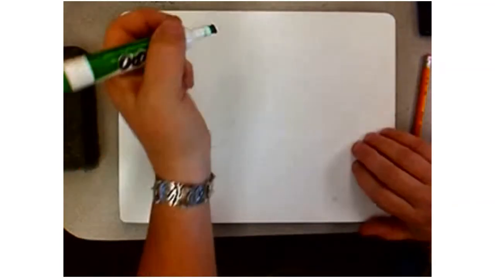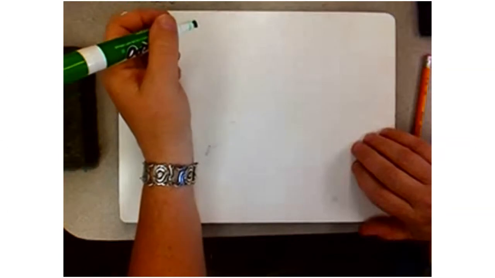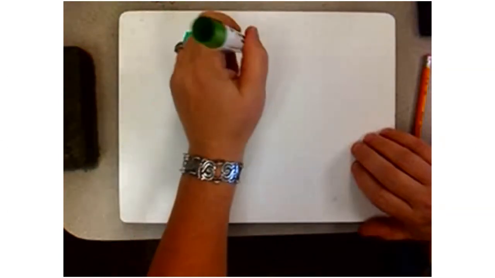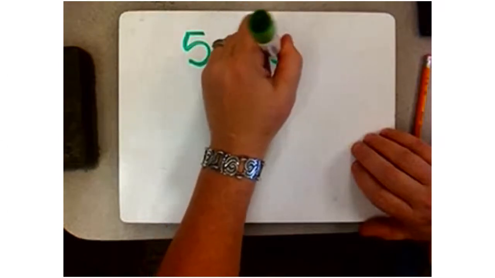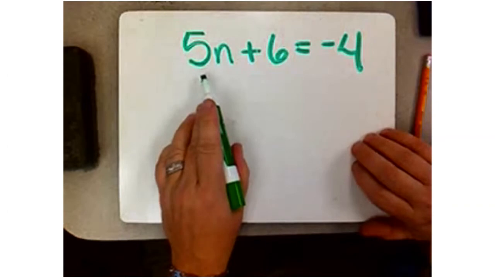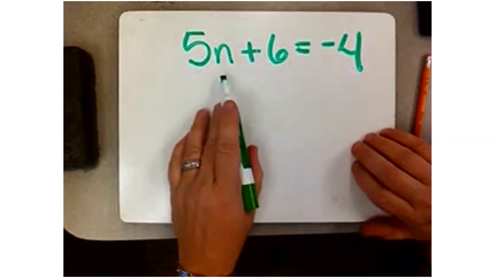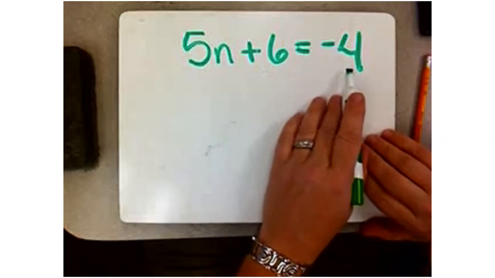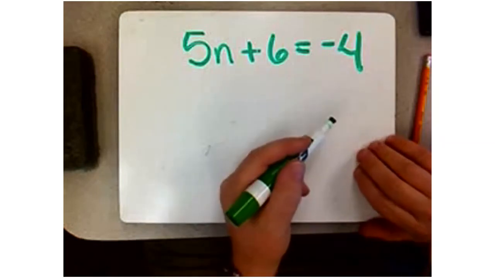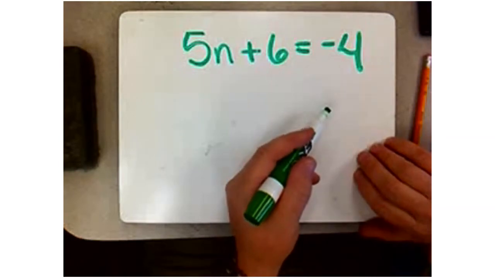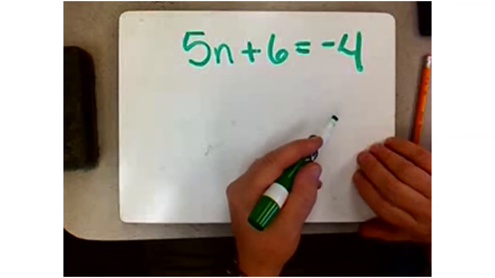So the next problem is 5n plus 6 equals negative 4. So I'll pause here for a little bit. You can turn off the video and work it, and then turn it back on, and then I'll work it so you can check your answer.